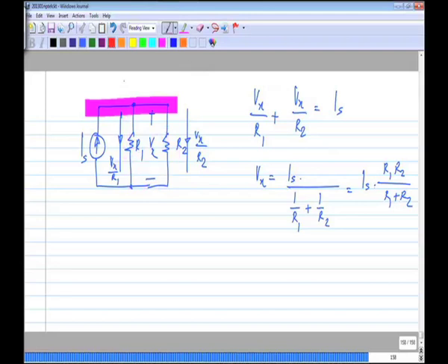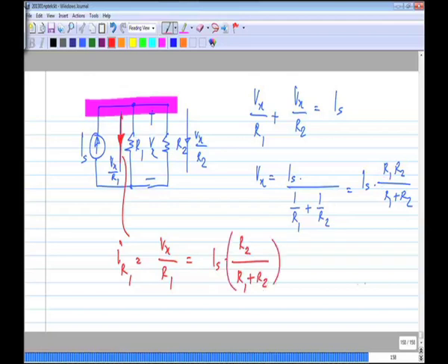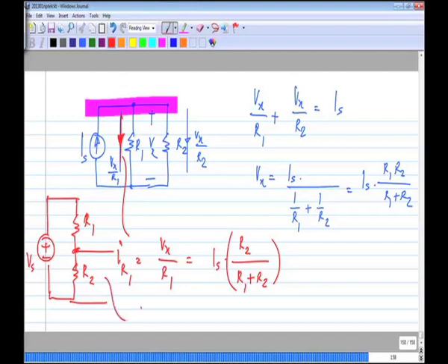Now, if I look at any particular current, let's say current flowing through R1, that will be equal to Vx divided by R1. Okay, so this current IR1 is Vx divided by R1, which is equal to Is, and R1 cancels here, R2 by R1 plus R2. And this is analogous to the voltage divider formula. If I have Vs, the voltage across this is Vs R2 by R1 plus R2.